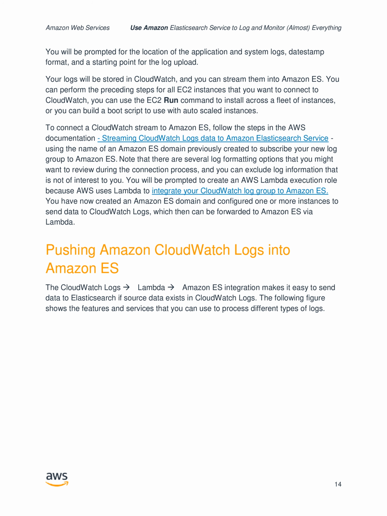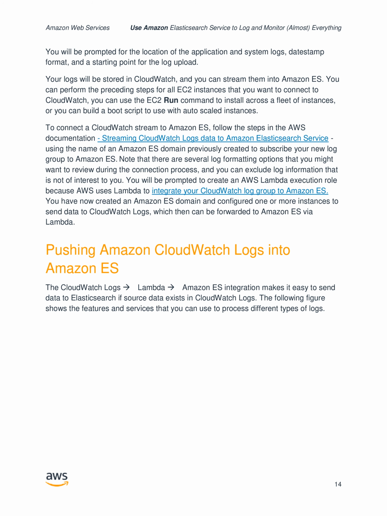To connect a CloudWatch stream to Amazon ES, follow the steps in the AWS documentation, streaming CloudWatch logs data to Amazon Elasticsearch Service, using the name of an Amazon ES domain previously created to subscribe your new log group to Amazon ES. Note that there are several log formatting options that you might want to review during the connection process, and you can exclude log information that is not of interest to you.